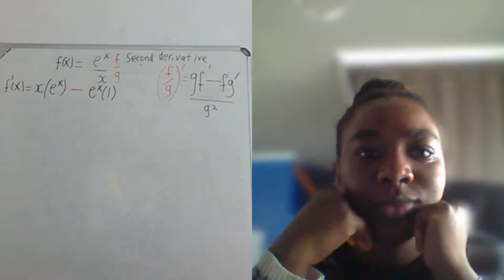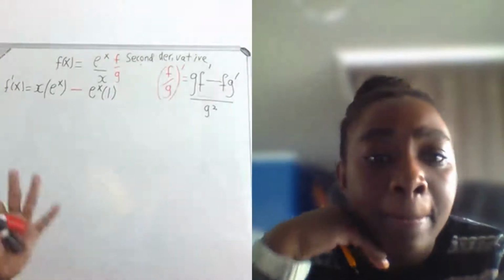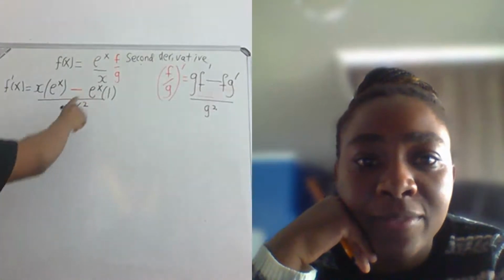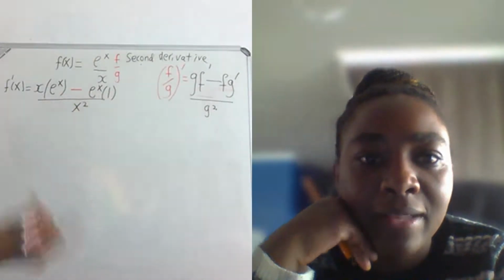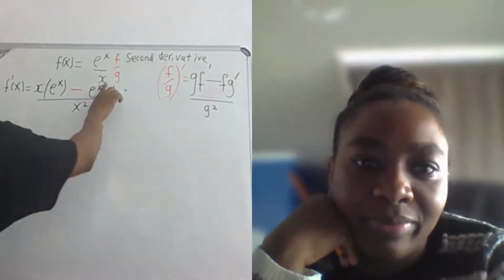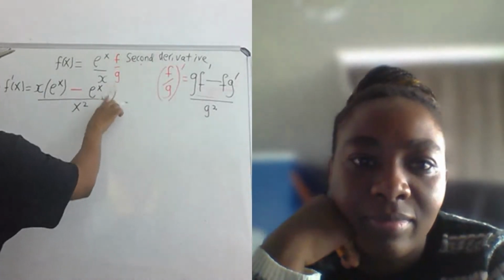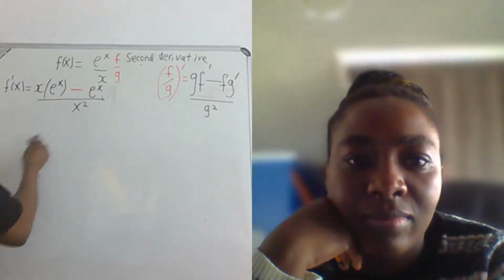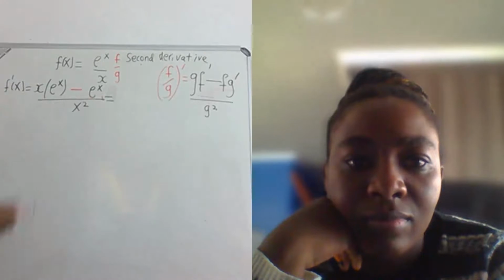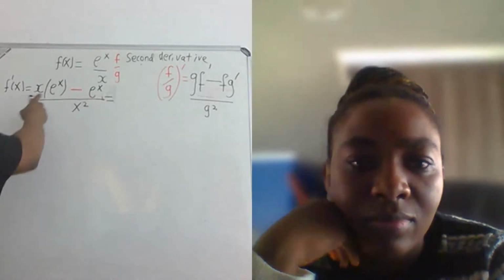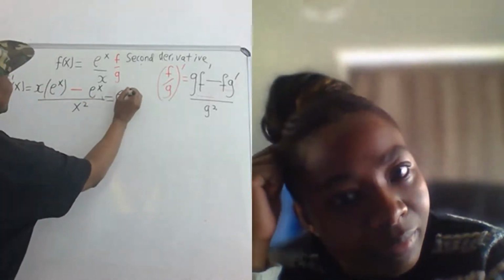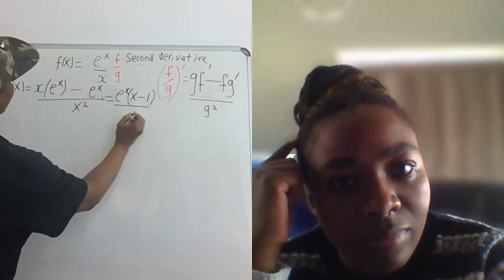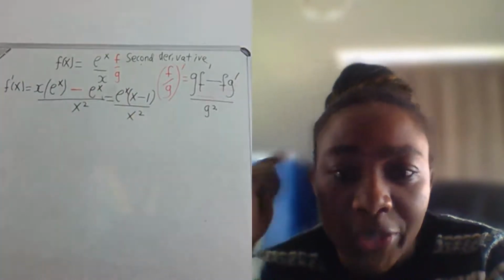If you do it very slowly, you get confused. Equal to over x squared. But e^x times 1, what do we get? e^x. So this is the first derivative. But I can take e^x out because e^x is common, so always simplify to simplest form. If you take out e^x common, it's going to be e^x (x minus 1) over x squared. Do you agree with me?